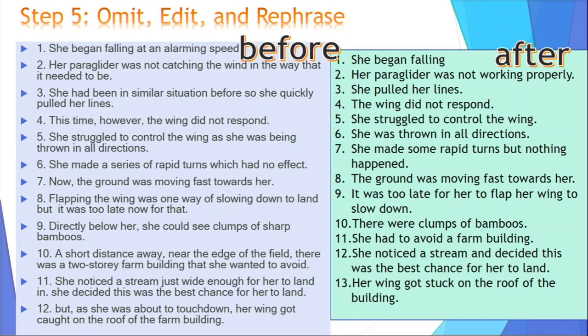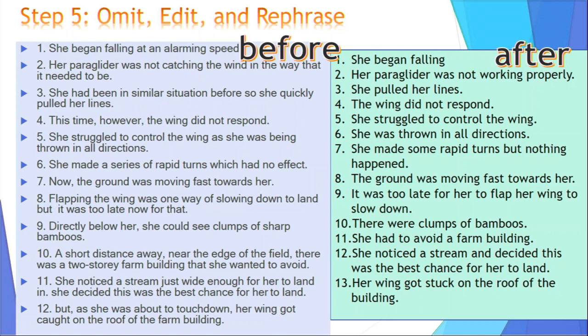And point number 5, she struggled to control the wing as she was being thrown in all directions. And when we omit and edit, we can see that this point actually can be divided into 2 points. So it becomes point 5 and 6. She struggled to control the wing. She was thrown in all directions. The next point, point 6, she made a series of rapid turns which had no effect. So point 7 in the article, point 7 after you omit, is she made some rapid turns but nothing happened.